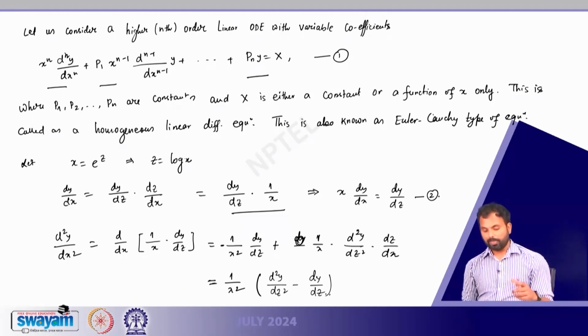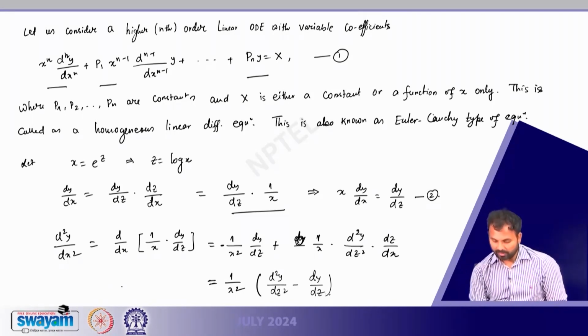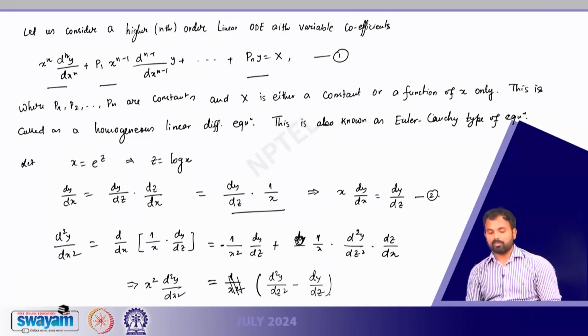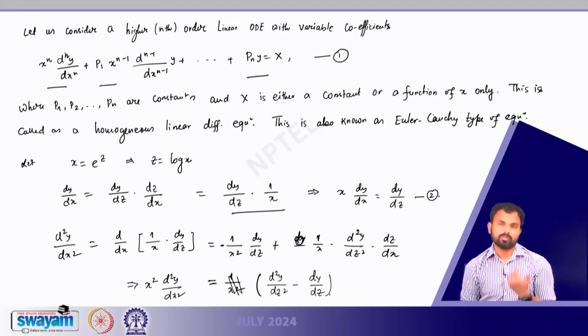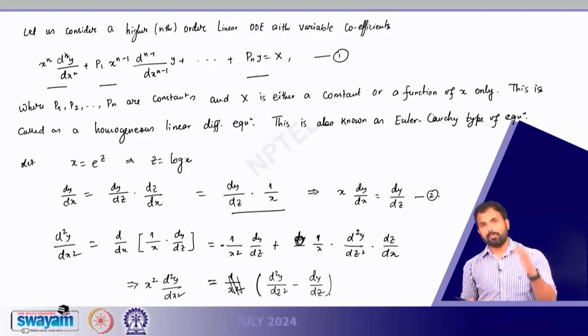So as you can see, I can multiply by x^2 on both sides. So this will become x^2 d^2y/dx^2, and this will be gone. So that means x into dy/dx is dy/dz, then x^2 into d^2y/dx^2 is d^2y/dz^2 minus dy/dz. Likewise, you can calculate the expression for the third order derivative with respect to x, the fourth order derivative with respect to x, and so on.